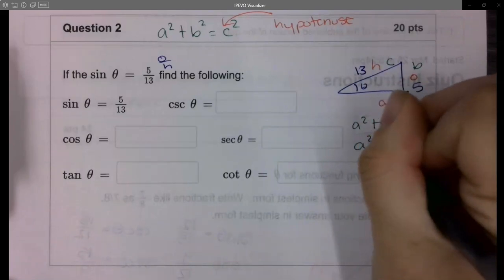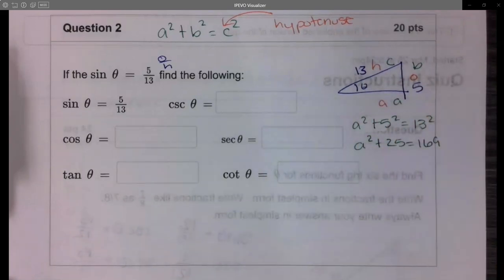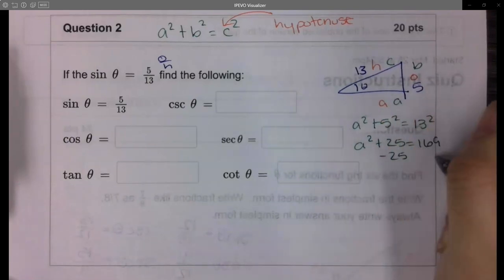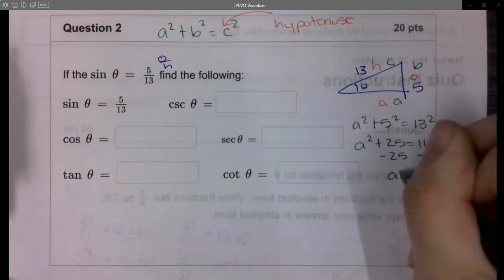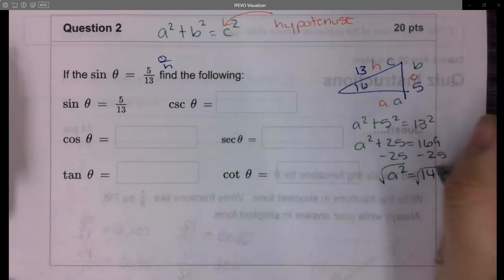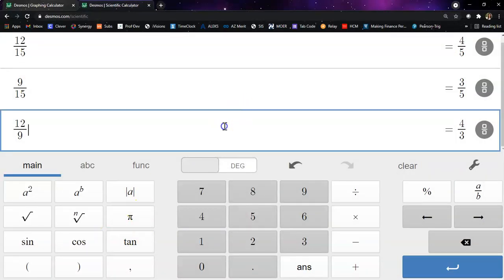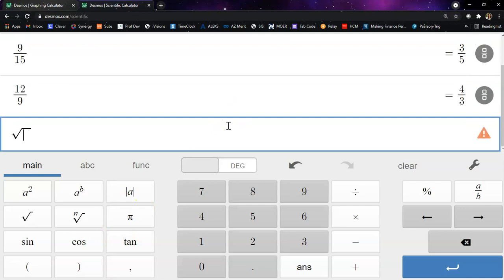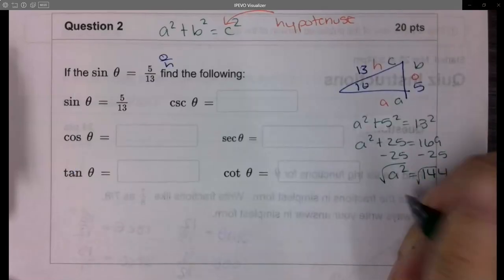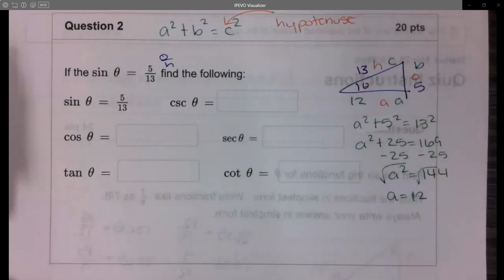5 squared is 25. 13 squared is 169. I want to go ahead and subtract 25 on both sides. This gets me a squared equals 144. I can take the square root of both sides. I want to go to Desmos to see if this works out nicely. I can type the letters SQRT, or I could click the square root button that's right down here. 144 gives me 12. So I'm going to fill in my missing side length.